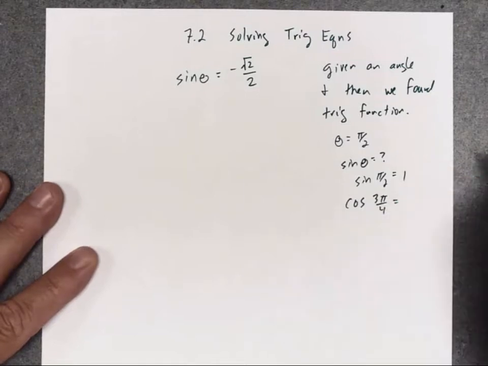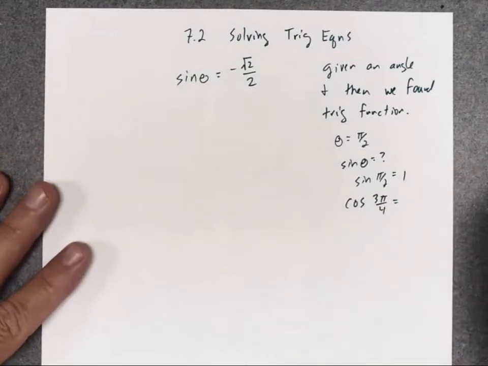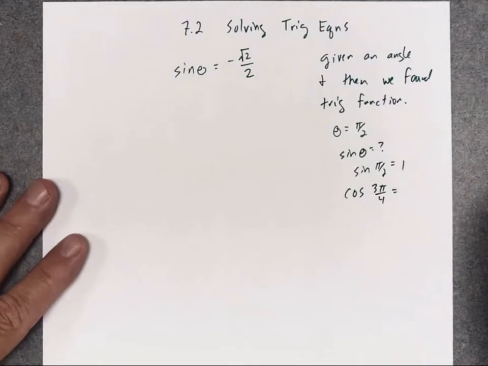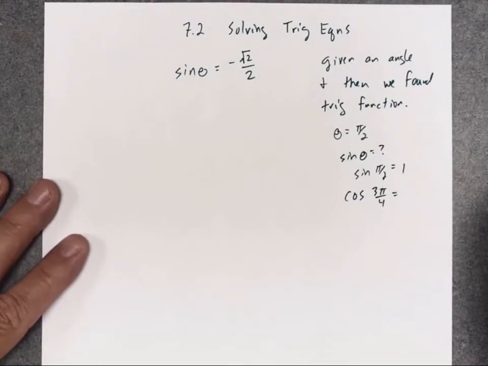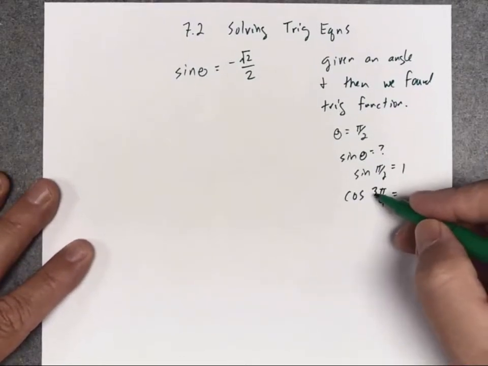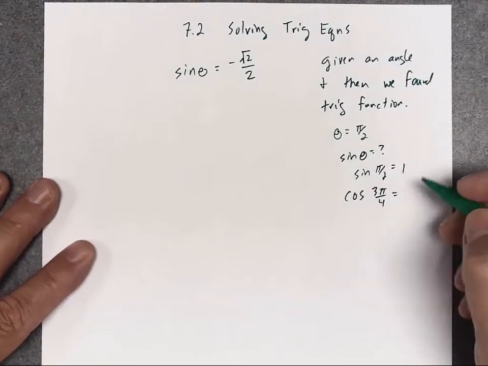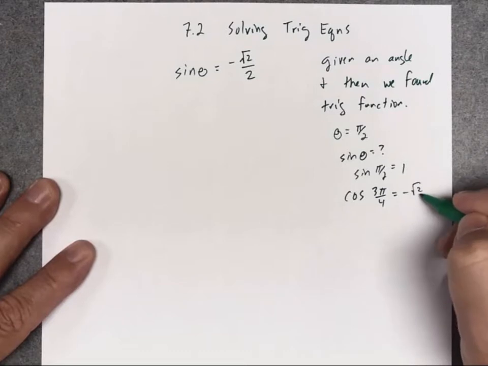Or say I had an angle of 3 pi over 4, and I said, what's the cosine of 3 pi over 4? And hopefully now that you're becoming experts on the unit circle, you think to yourself, it's in the second quadrant, that middle point, and you realize it's negative square root of 2 over 2.